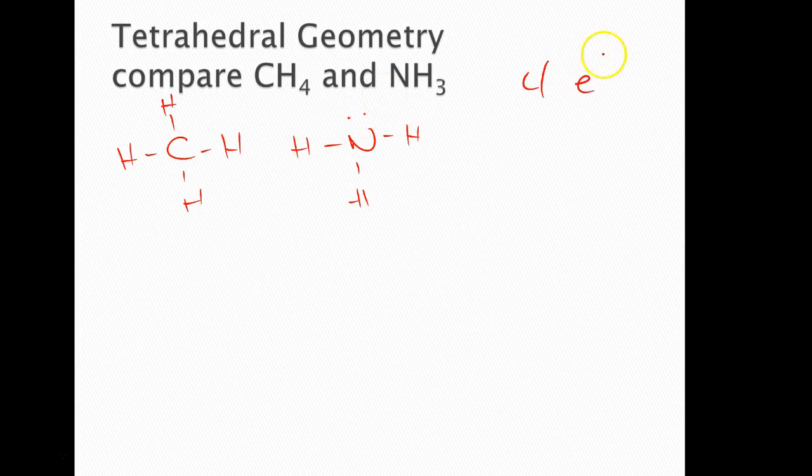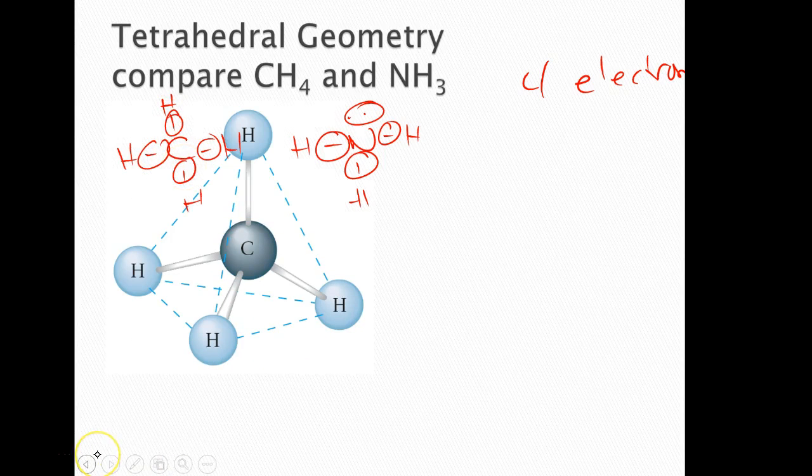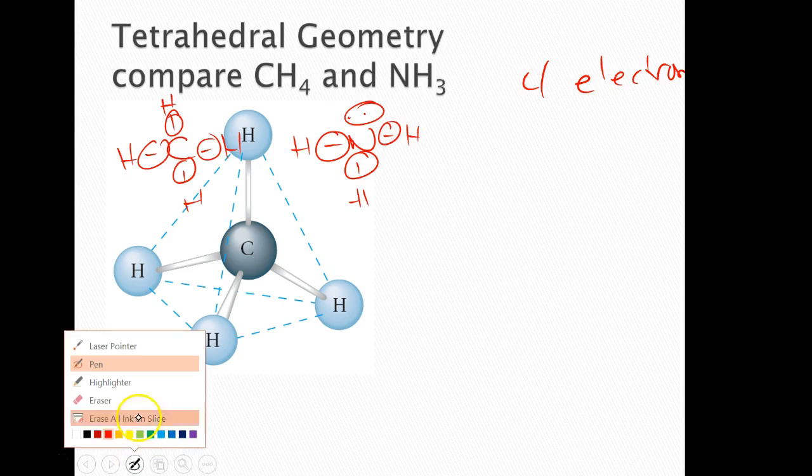So if you had CH4, which looks like this, or NH3, which looks like this, both of them have 4 electron regions. 1, 2, 3, 4. 1, 2, 3, 4. So essentially, let me erase what I have on the slide because I think it's going to pull this up.